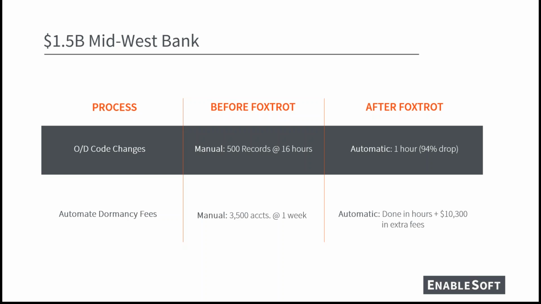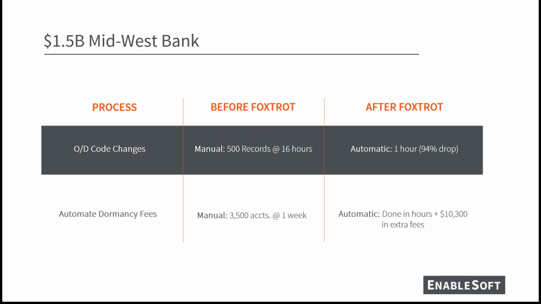So one person had to be dedicated to spend essentially 2 full days every week to change the opt-in or the opt-out status on all of these new accounts that would be opened. After Foxtrot, they're able to automatically perform these overdraft election changes in about an hour. So that's 2,000 accounts each month done in about an hour. That's a 94% reduction in time. But most importantly, that individual now has 2 more days of their time to go and build value for the organization, serve customers, do something more important than change data.